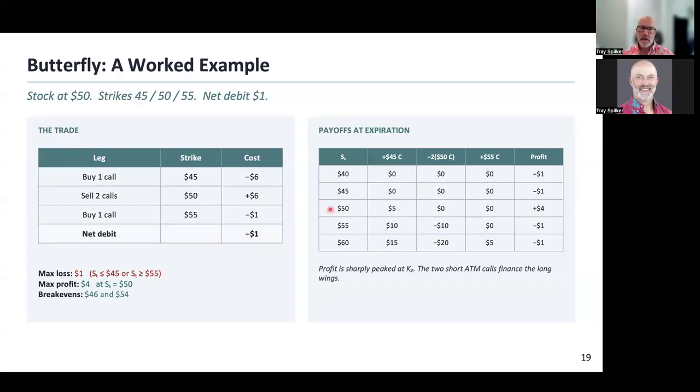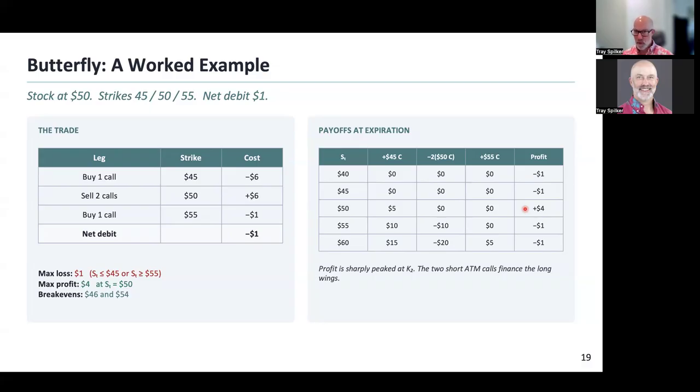If the share price approaches our maximum profit level at $50, which is to say it stays where it is, well, that first option is $5 in the money, the one with the lowest strike price. The remainder are equal to zero. So our max profit, the $5 minus the dollar we paid, is $4. Okay.